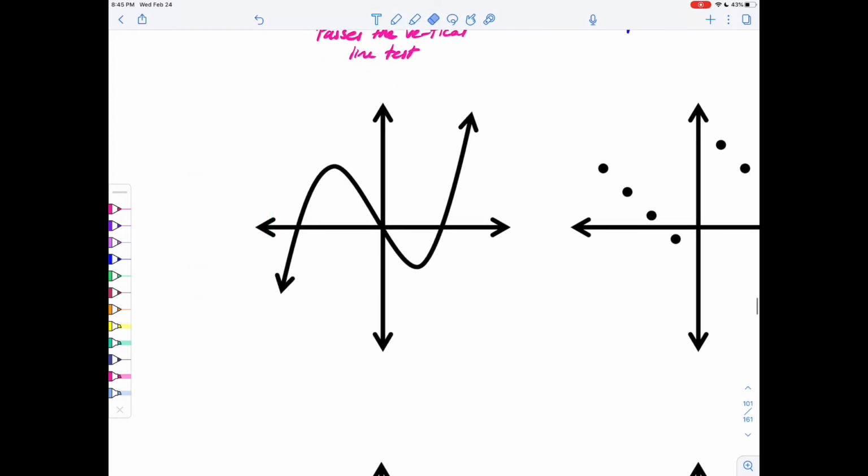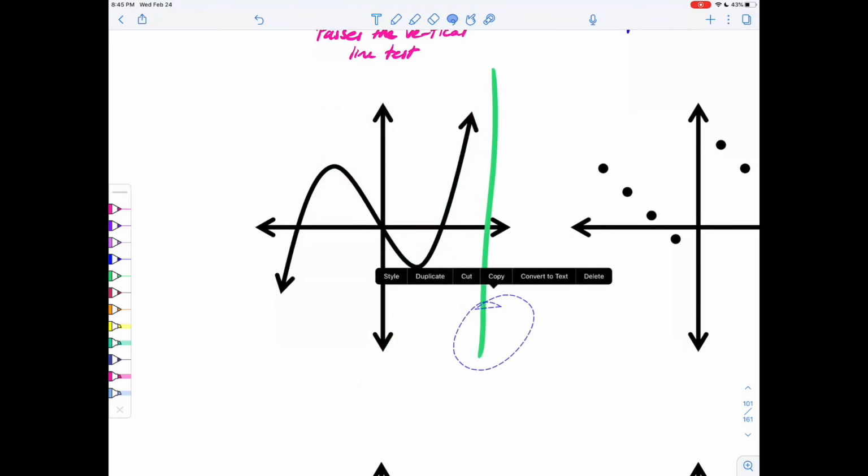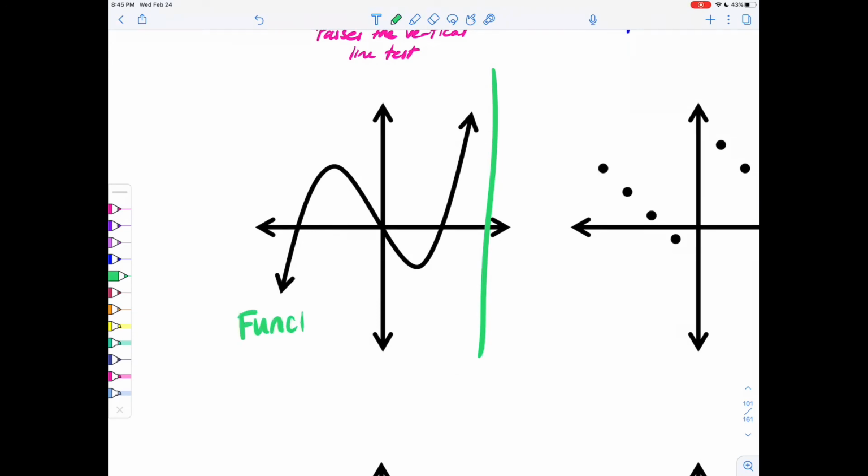We have a vertical line here that I just erased by mistake. I'm dragging it across. Only hitting once. So this, in fact, would be a function as it passes my vertical line test.